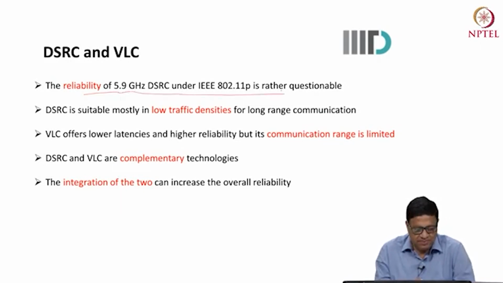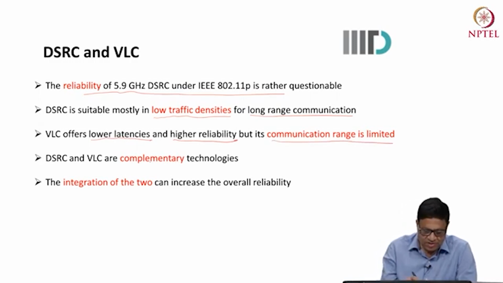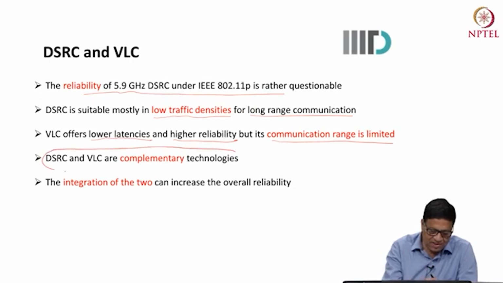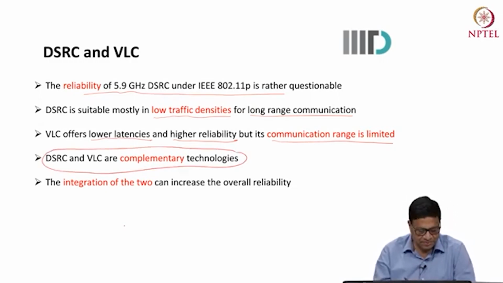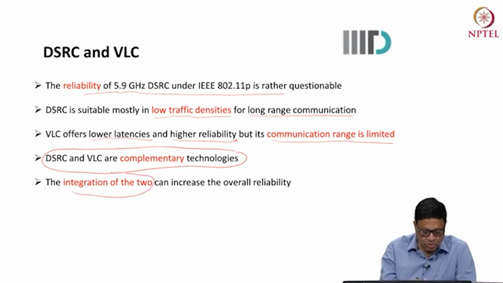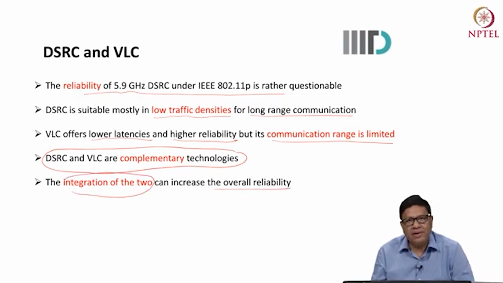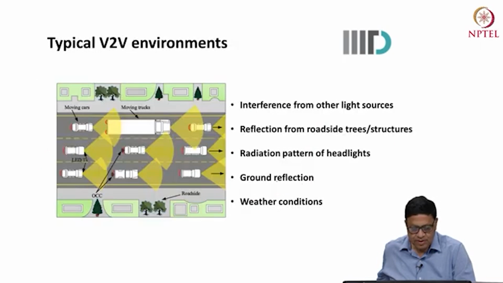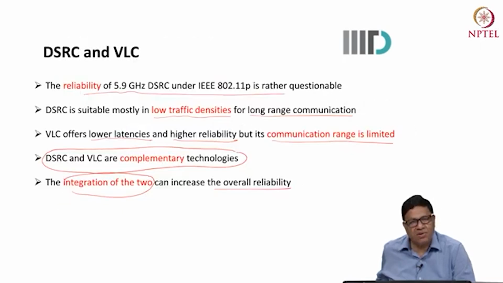So the reliability of DSRC is questionable because of the reasons which I have mentioned. It is actually suitable for low traffic densities and for long range communication. VLC is for lower latencies and gives you high reliability, although the communication range is limited. So this is what I want to impress upon, that DSRC and VLC are complementary technologies, and the integration of the two can increase the overall reliability. For that matter, any other RF technology, not necessarily DSRC.